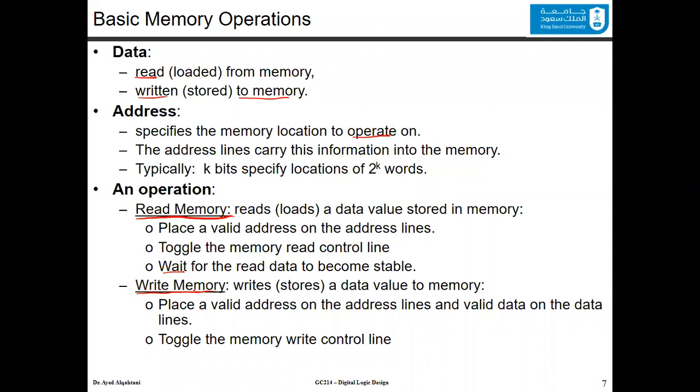For the write memory operation, it writes or stores a data value to the memory. Again, we place a valid address on the address line. We also need to place valid data on the data lines since we are trying to write. So we supply both the address and the data. And then we toggle the memory write control line, and the write operation will be completed.